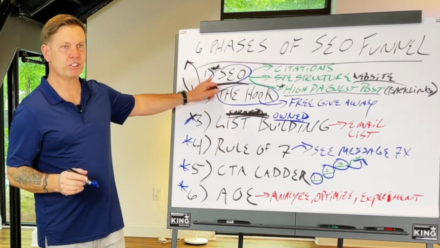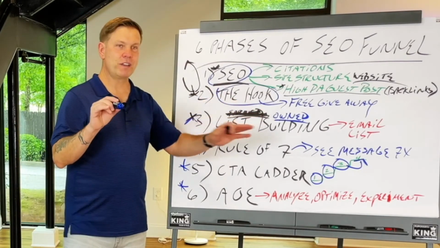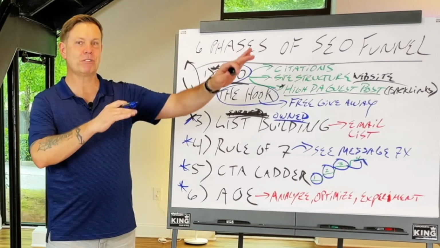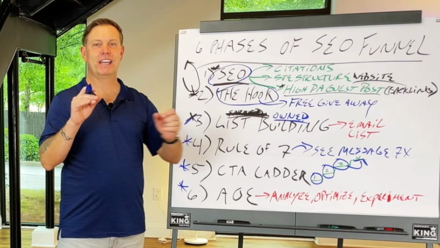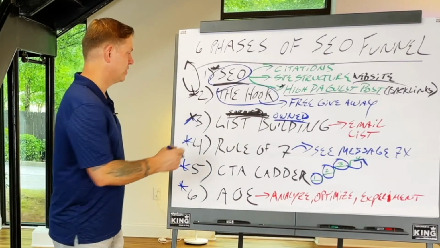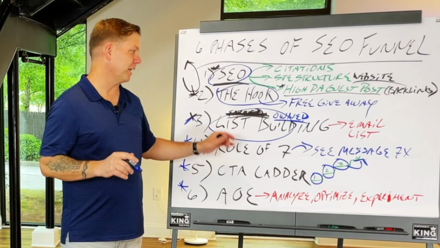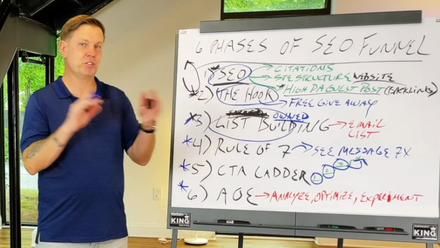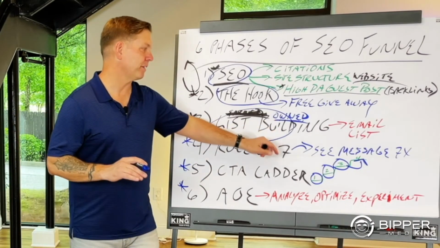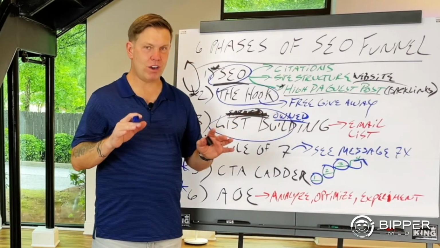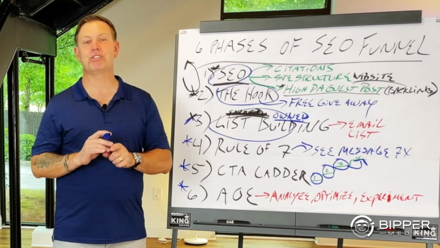If you're doing your SEO work well, you're getting all this traffic coming to your website, you've got to mitigate that traffic just hitting your site and leaving. So creating a free giveaway in exchange for their email address leads to number 3, which is list building, okay? With list building, you've now taken your traffic from just organic traffic to what's called owned traffic. Your owned traffic, your email list, is by far the most valuable asset that you can have in your business.